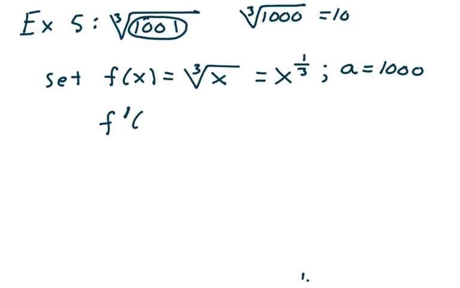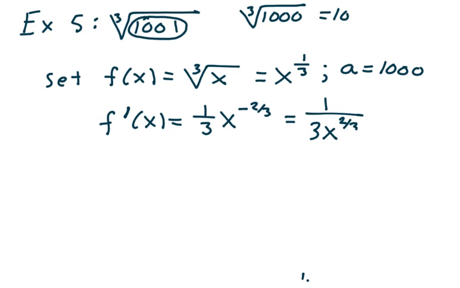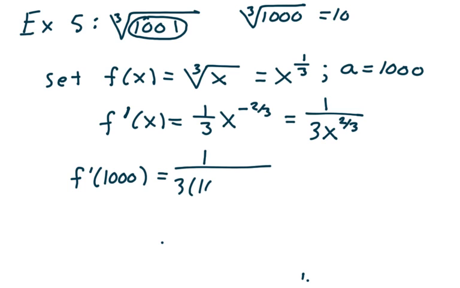So if I take f prime of x, this is 1/3 x to the negative 2/3, which is 1/3 x to the 2/3. But f prime of 1,000 is 1/3 times 1,000 to the 2/3, right?